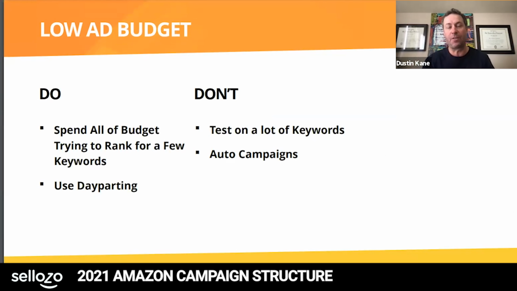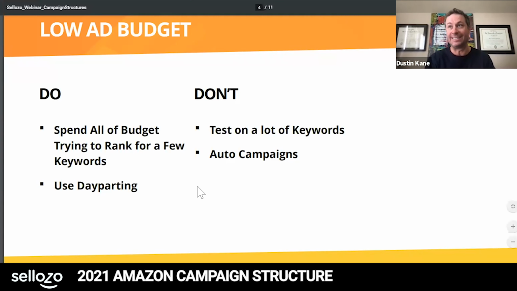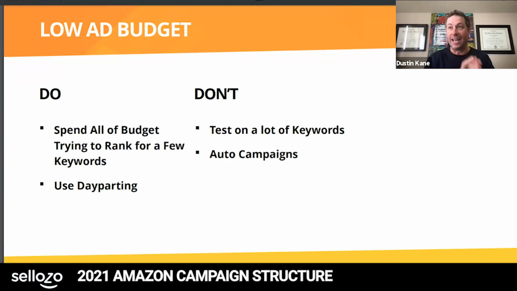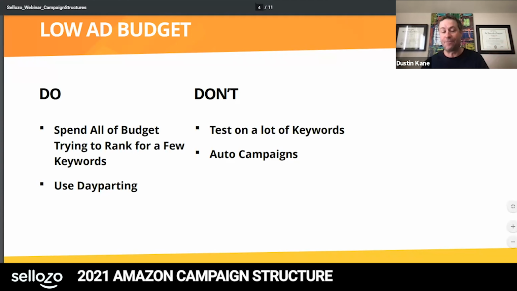Okay, the mistake people make with a low ad budget is they'll do something like run an auto campaign. And an automatic targeting campaign on Amazon is just going to do a lot of testing, and it's going to burn through your budget. And you may get sales, which is great, but it's not going to give you any velocity on these keywords. So what we always recommend, if you've got a low ad budget, is to pick 5 to 10 keywords and put the majority of your budget on exact matches in a manual campaign until those products rank high for those keywords. And then you're generating a lot of organic sales.